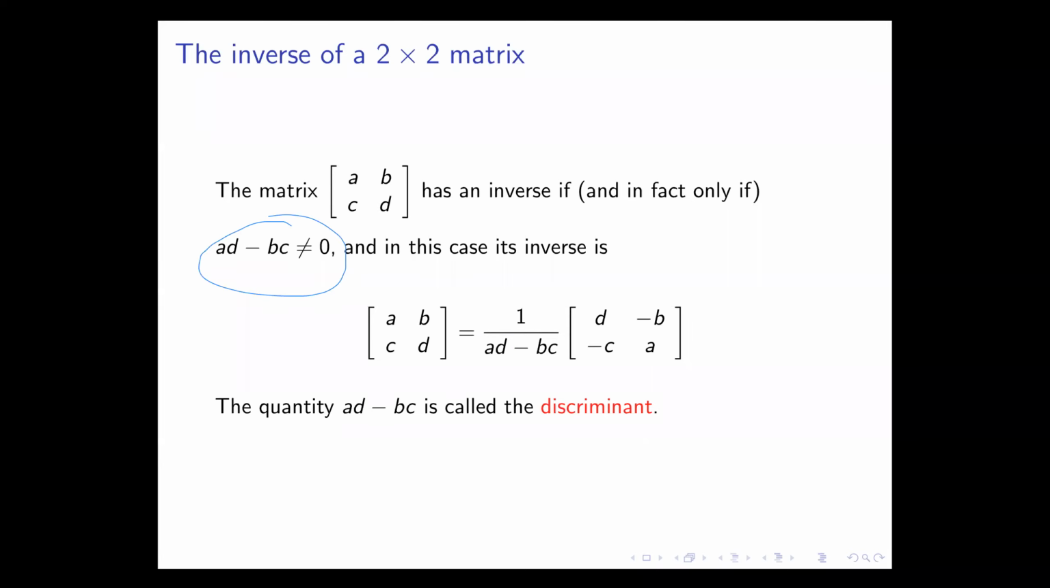So if ad minus bc is not 0, then the inverse is given by the following formula, where this quantity is called the discriminant or determinant. We'll talk about this later. Basically, here is what you need to do: a and d switch places, and b and c acquire a minus sign, and then you divide by ad minus bc. Okay, so that's it for the inversion. We'll continue in the next video.